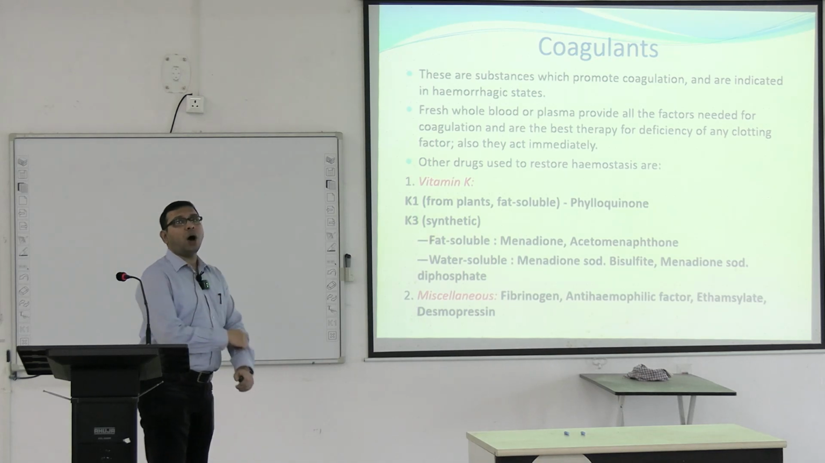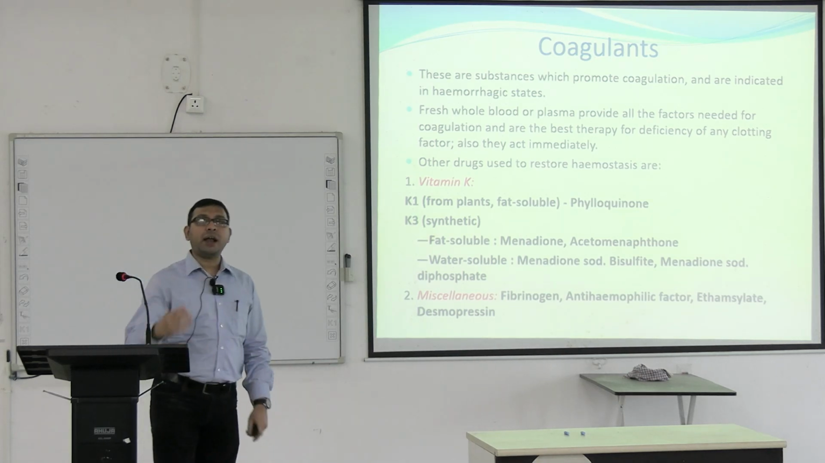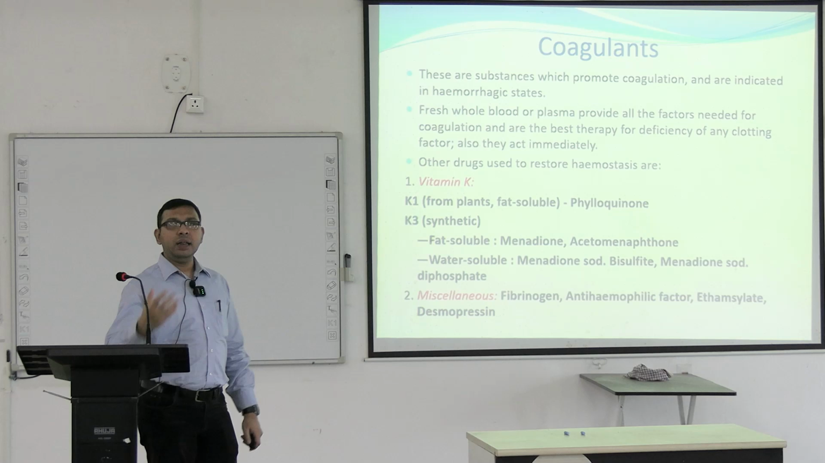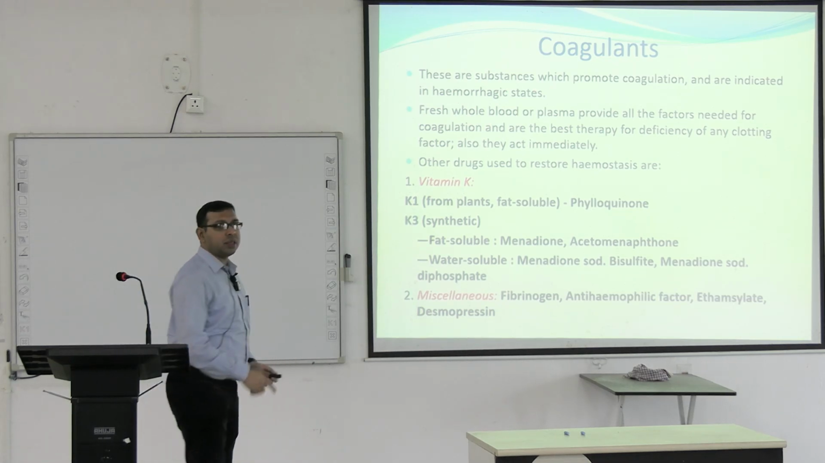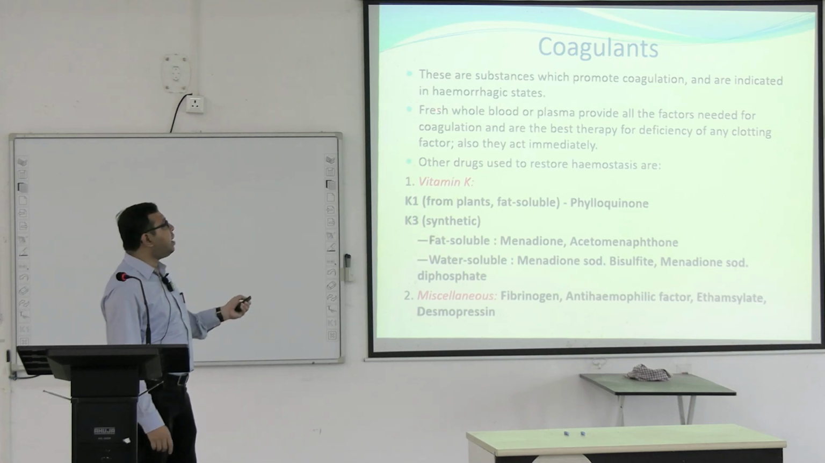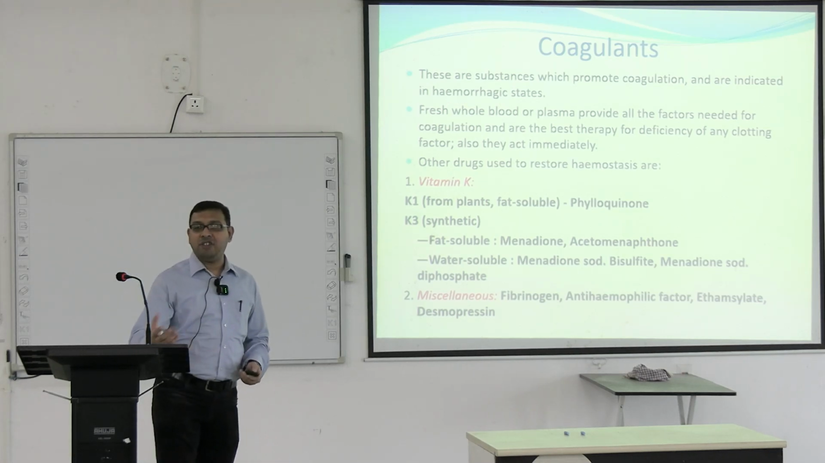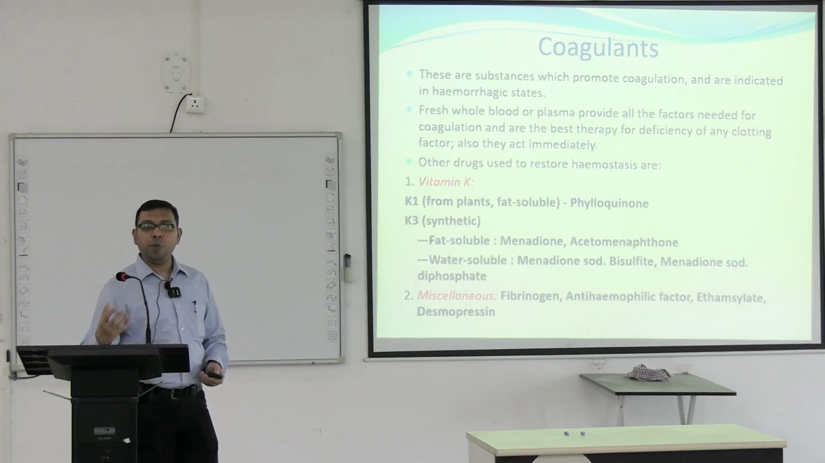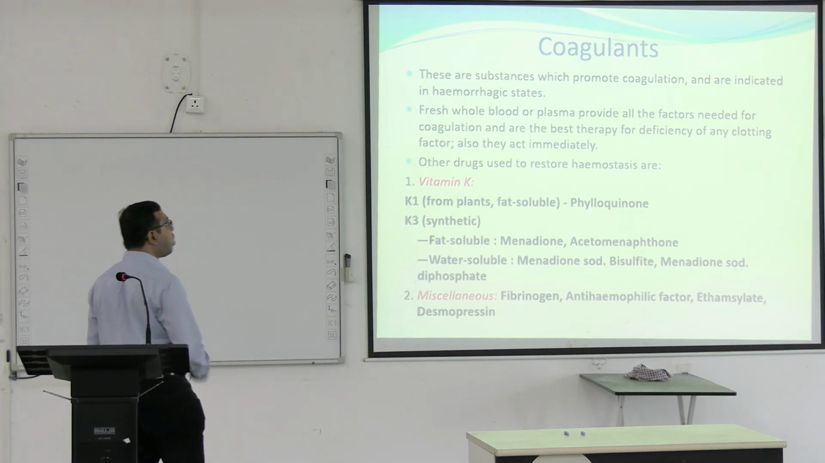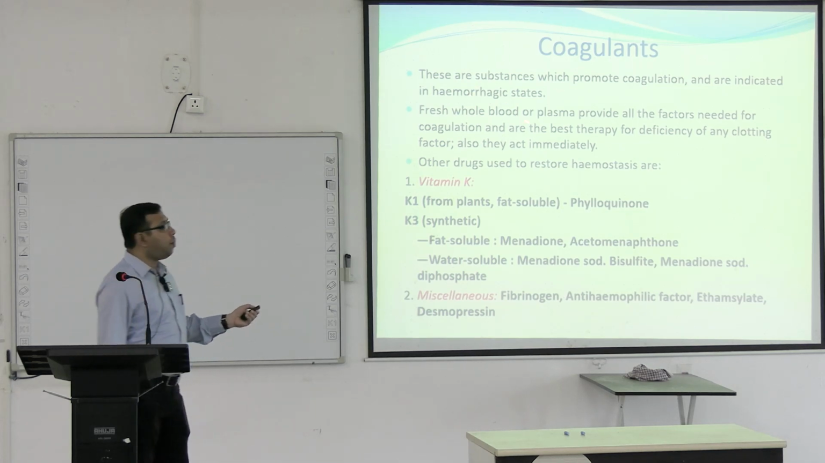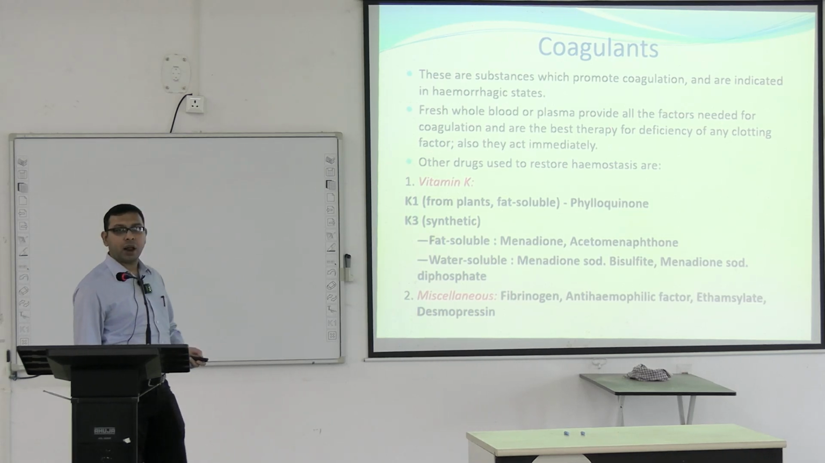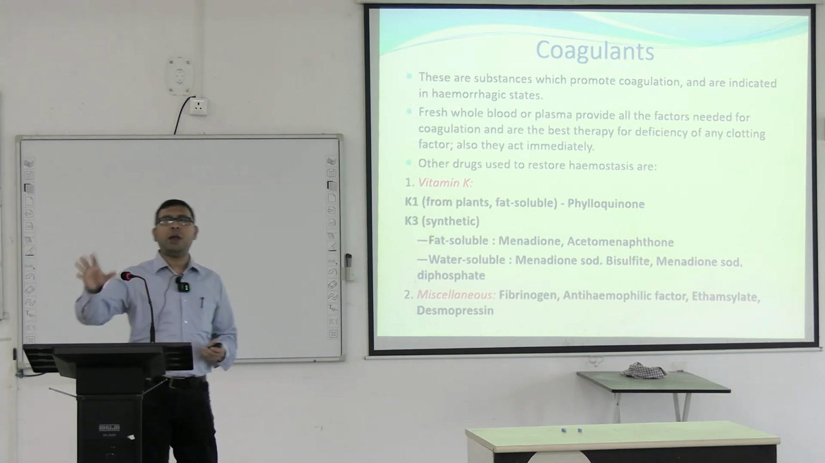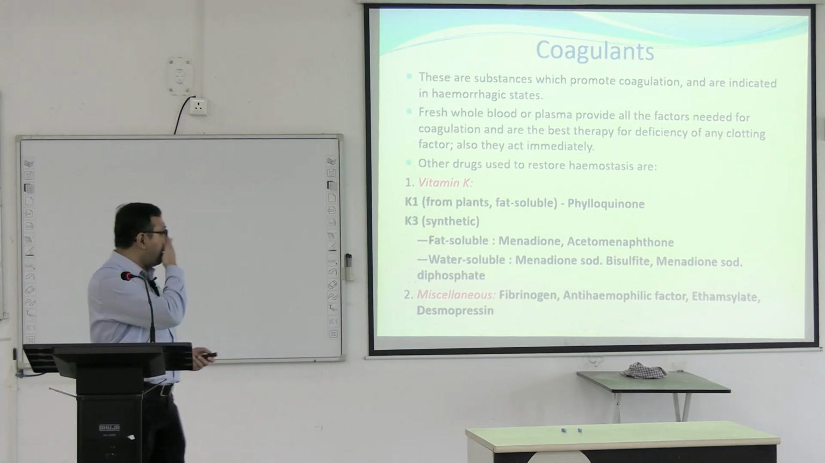So first coming to the coagulants. Coagulants means that cause coagulation. That is needed if there is increased bleeding. So these are the substances which promote coagulation and are indicated in hemorrhagic state. Hemorrhage, that is increased bleeding, is happening, we have to use the coagulants. Usually fresh whole blood or plasma, which provide all the factors needed for coagulation, are the best therapy for deficiency of any clotting factor. So if there is severe hemorrhage, we have to give the blood. Already you have seen blood or plasma.